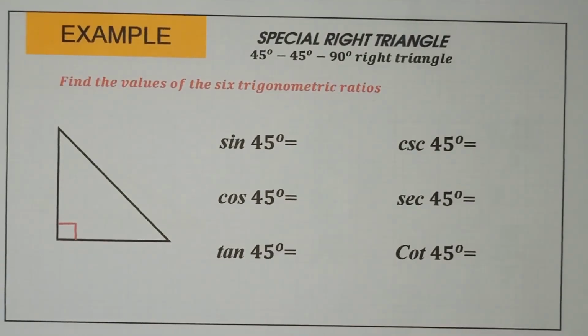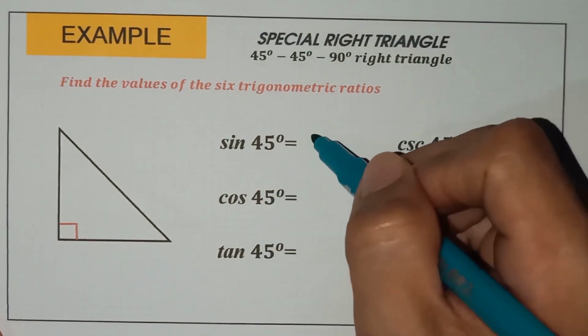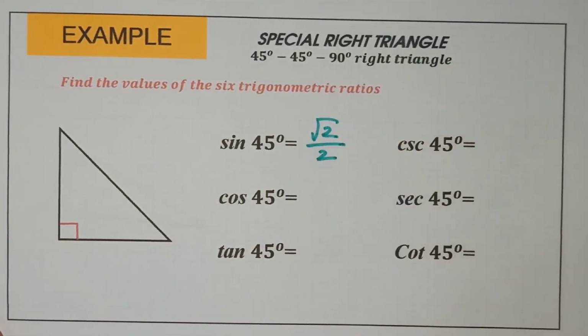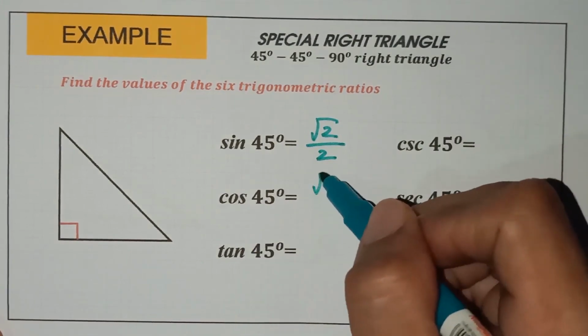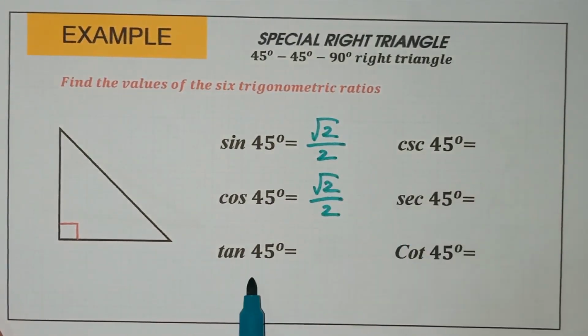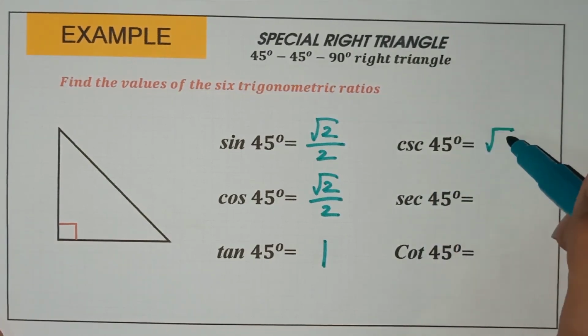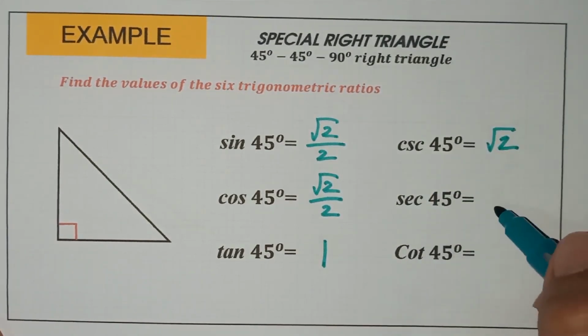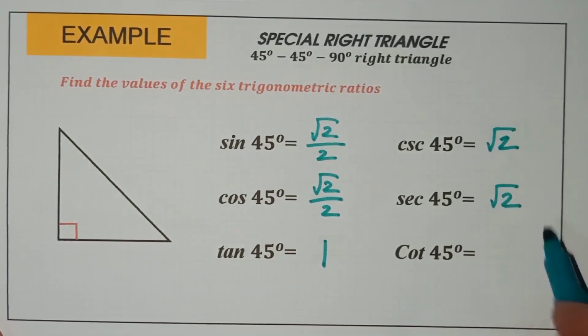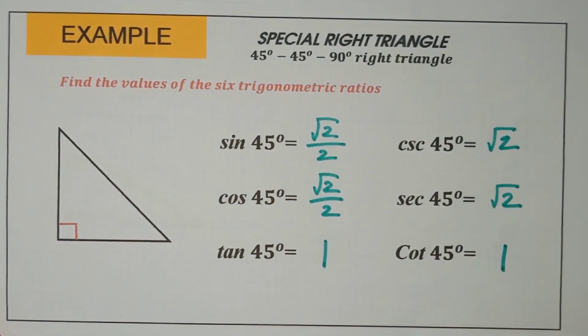For the 45, 45, 90 degrees, the value of sine 45 degrees is square root of 2 over 2. The cosine 45 is square root of 2 over 2, so the two are similar. The tan 45 degrees is 1 only. The cosecant 45 degrees is equal to square root of 2. And secant 45 degrees is square root of 2. And cotangent is 1. These are the values of the 6 trigonometric ratios if the angle has the measure of 45 degrees. So always remember them.